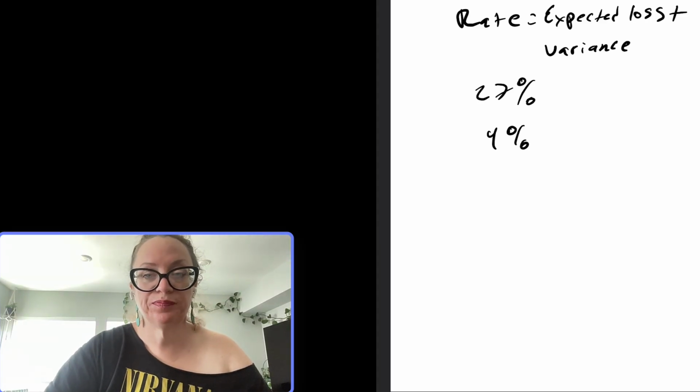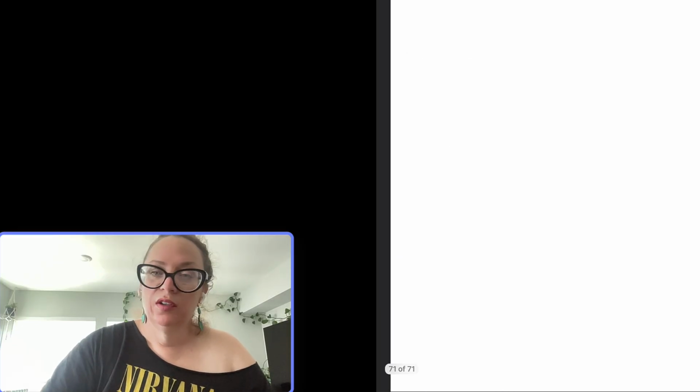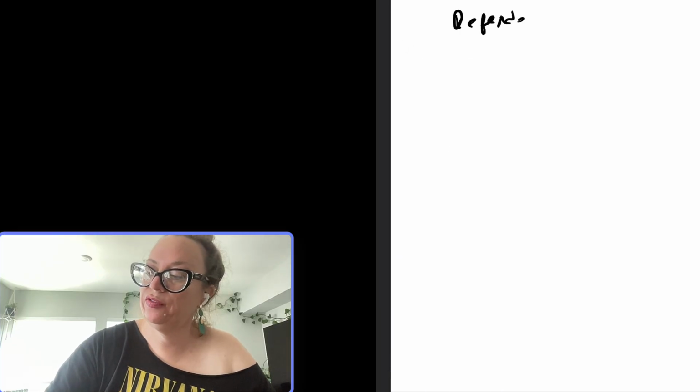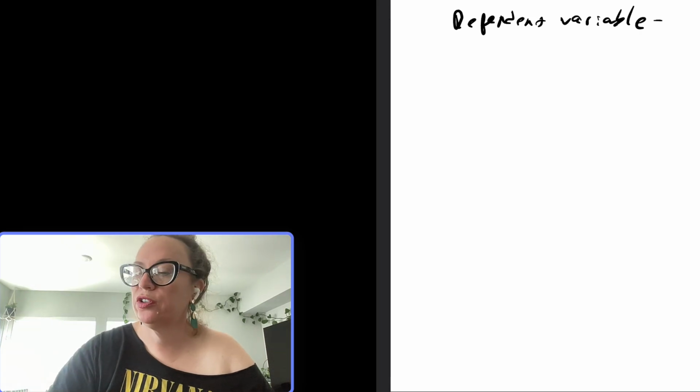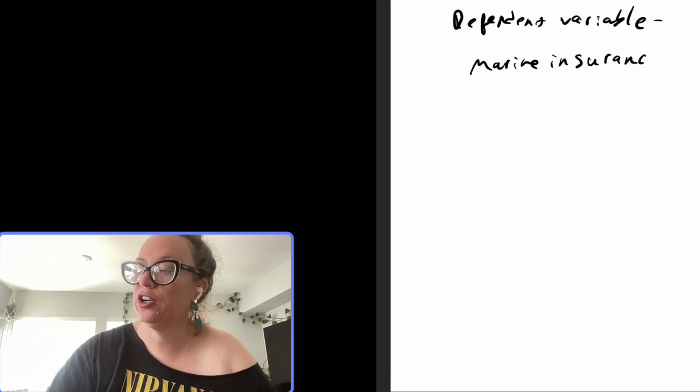So the data set. Okay. So our dependent variable is the insurance rates, the marine insurance rates. Remember, dependent means that this variable depends on another variable.